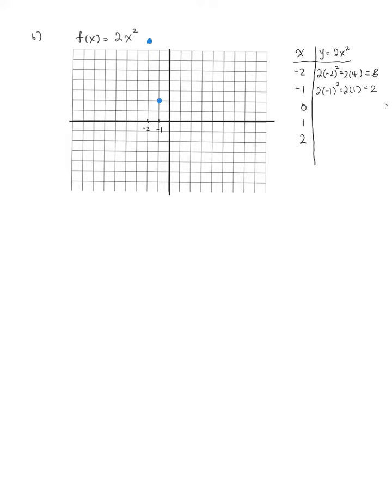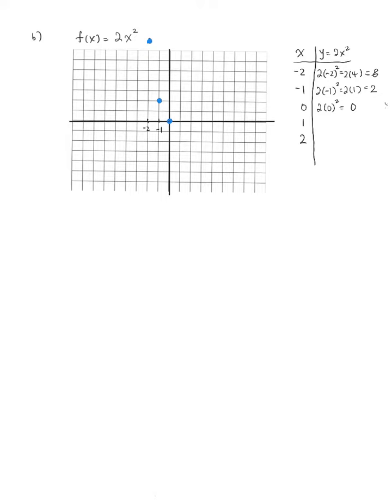Okay, now let's go with 0. So when x is 0, our y value is going to be 2 times 0 squared. Well, 0 squared is 0, so 2 times 0 is going to give us 0. So we're going to have to plot the origin (0, 0).